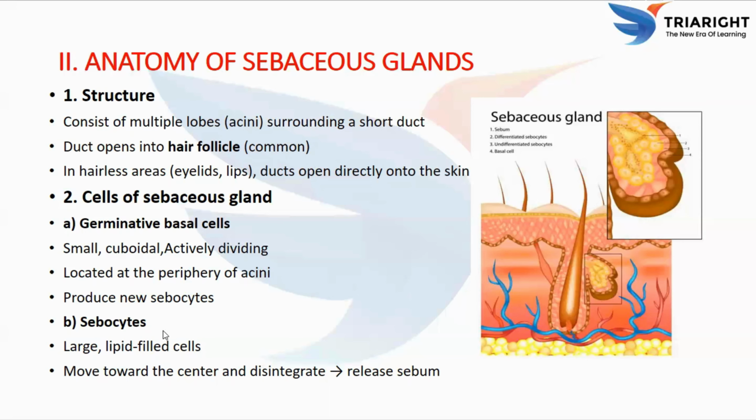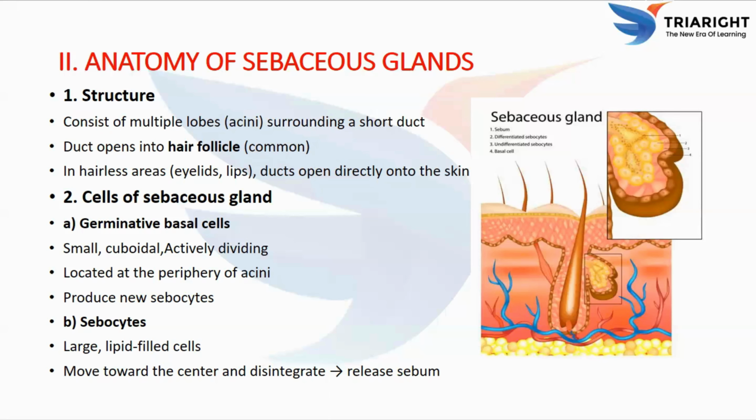So coming to sebocytes, what are sebocytes? These are large and lipid rich cells. You have to think of them as oil filled cells that burst to release the sebum. As they mature, they move towards the center of the acinus. They accumulate an increasing amount of fat droplets, and they help in the rupture and release of the oil secretion, sebum. This method of secretion, the cell bursting, is called holocrine secretion.